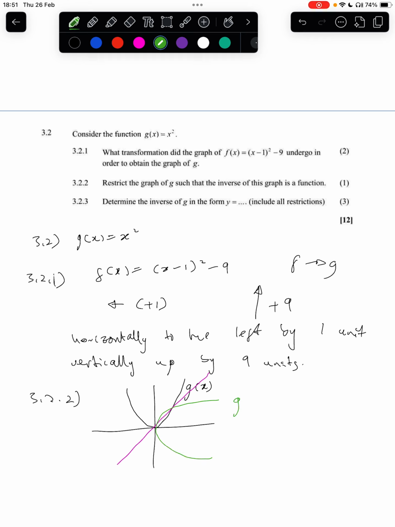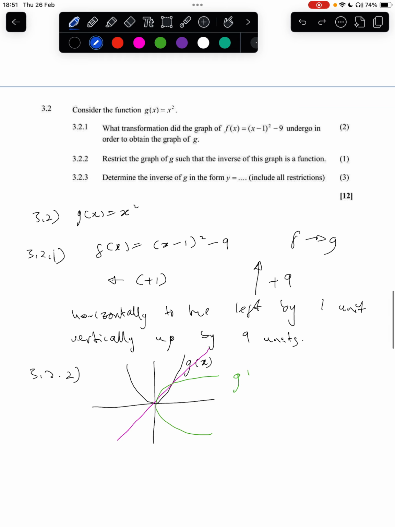But we want to make this green thing a function, because if we use the vertical line test, we're able to cut the graph twice, and we should only cut the graph once in order for it to be a function. So if we can remove this bottom part and be left with the top part, then that will be a function. If we can remove the top part and be left with the bottom part, that will also be a function.